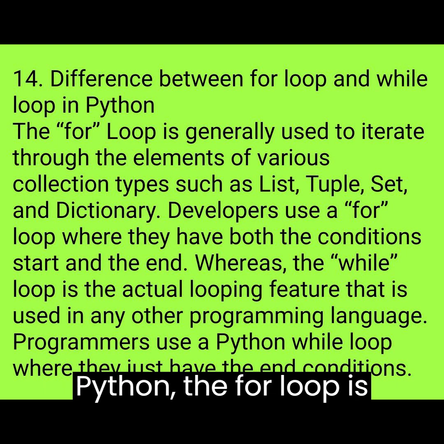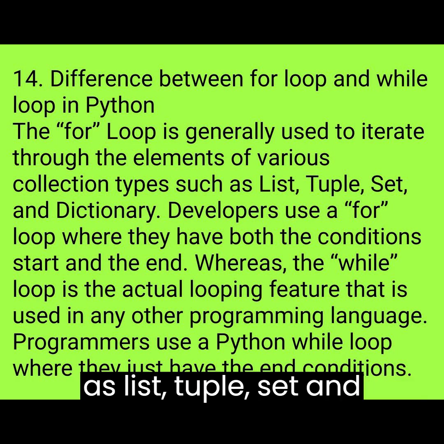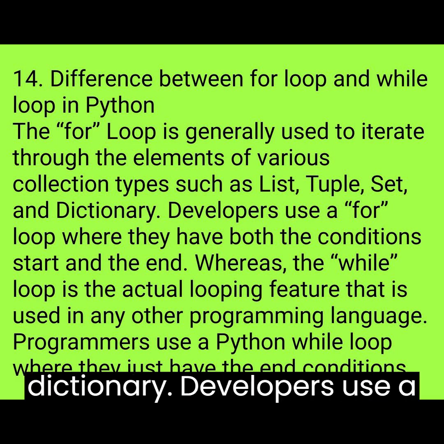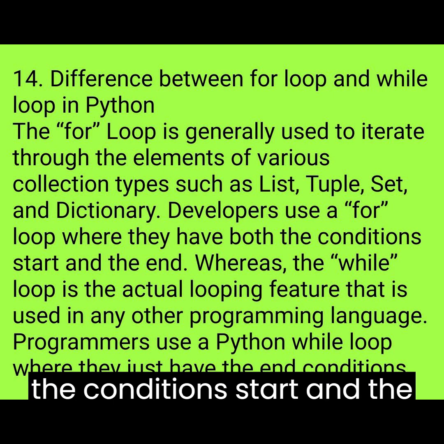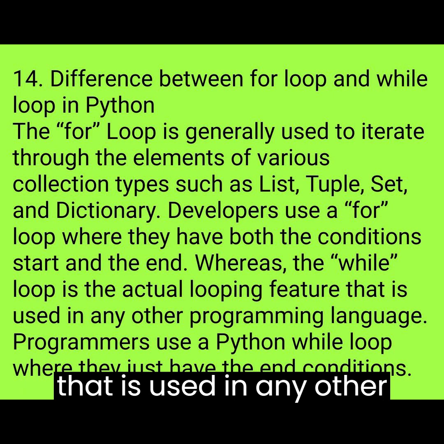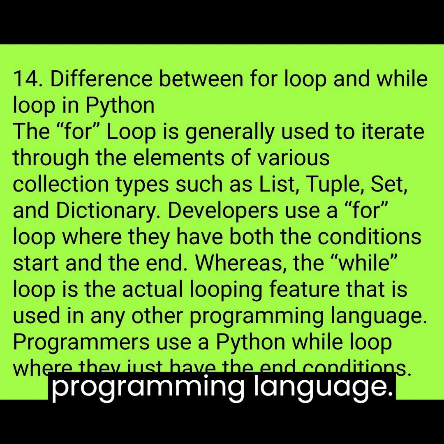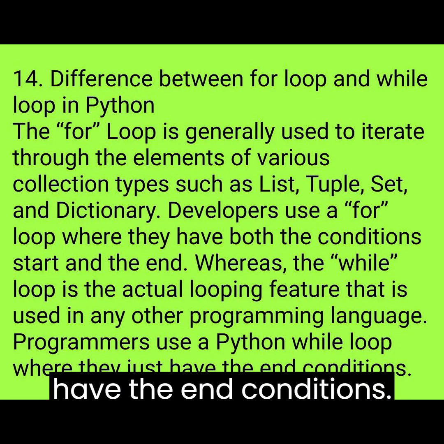The for loop is generally used to iterate through the elements of various collection types such as list, tuple, set, and dictionary. Developers use a for loop where they have both the start and the end condition. Whereas, the while loop is the actual looping feature that is used in any other programming language. Programmers use a Python while loop where they just have the end condition.